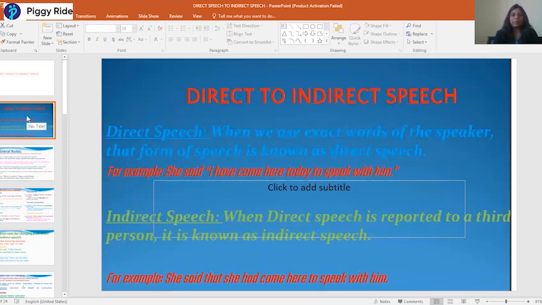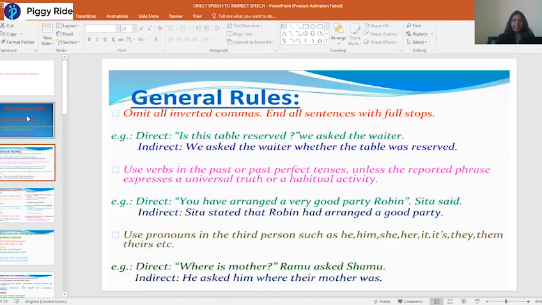Direct to indirect speech. Direct speech: when we use exact words of the speaker, that form of speech is known as direct speech. For example, she said, "I have come here today to speak with him." When direct speech is reported to a third person, it is known as indirect speech. For example, she said that she had come here to speak with him. And this is direct to indirect speech. Okay, now let's go to the next part.